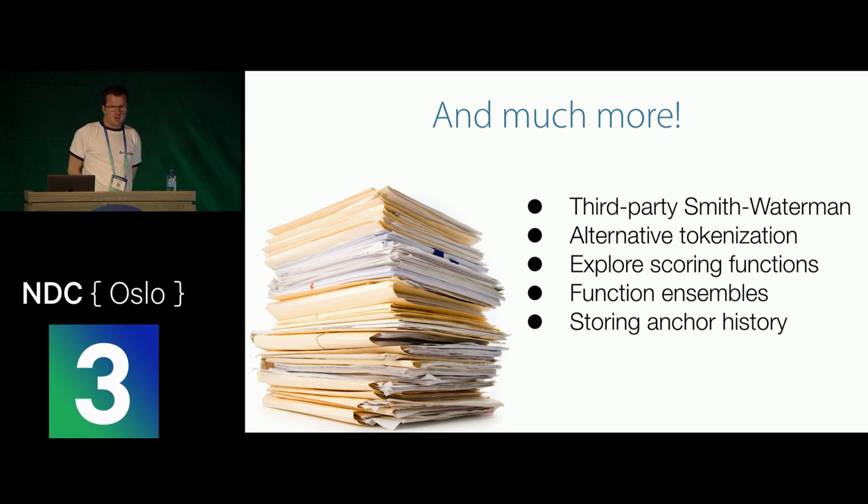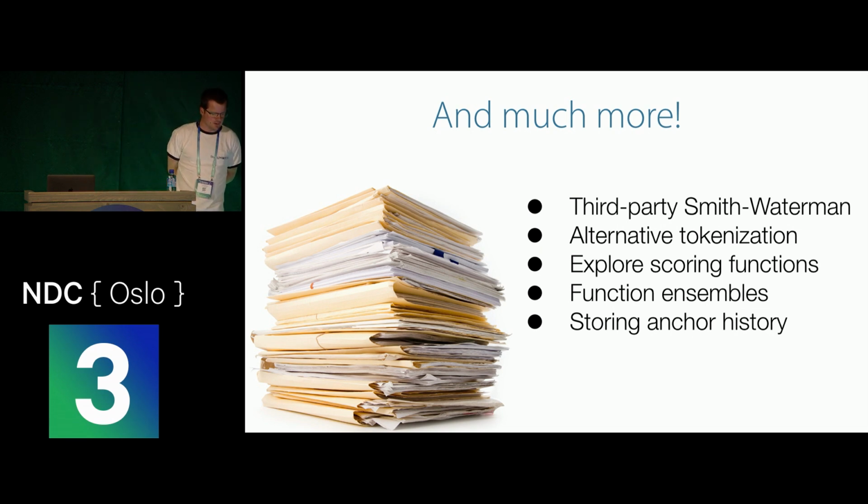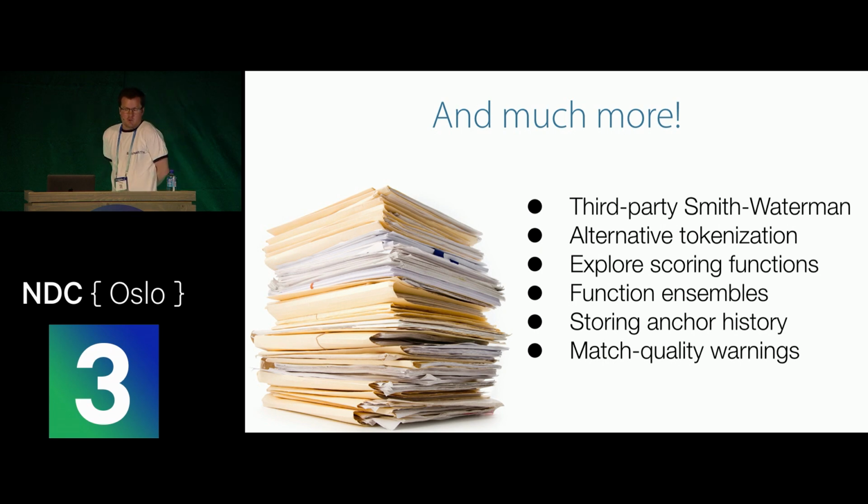Storing the anchor history: it might be useful in some cases to have essentially a log of all the locations an anchor looked at. Match quality warnings: you've got a match, but maybe it's poor, maybe it's not very good, and we want to be able to warn the user that we've done an update, we've moved your anchor, but we don't entirely trust it. Maybe you should look at it again.